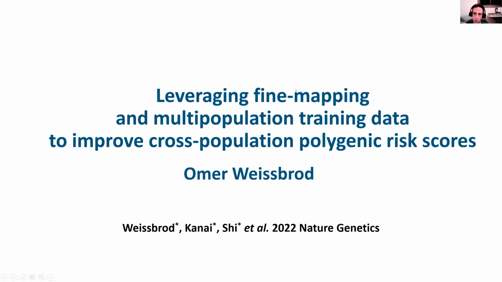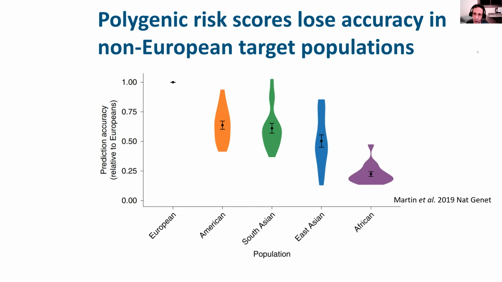I'm going to start with this figure, which is pretty well known at this point. What this figure shows is that polygenic risk scores lose a lot of accuracy in non-European target populations. This was published in a paper in 2019 by Alicia Martin et al.